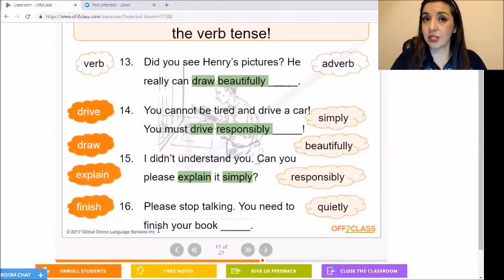Finish. Finish how? Quietly. So here, there is some space. Oops, I misspelled that. Quietly. So here, there's a noun in between the verb and the adverb that describes the verb.